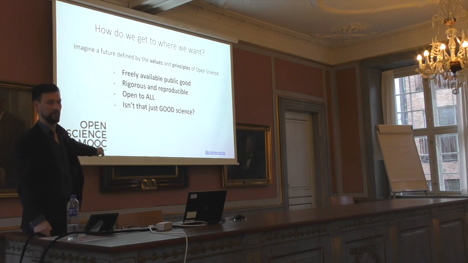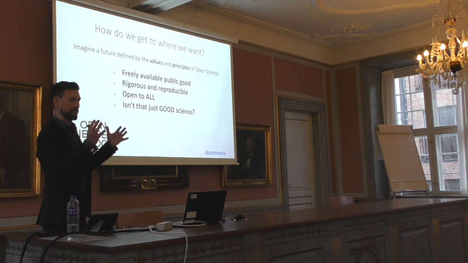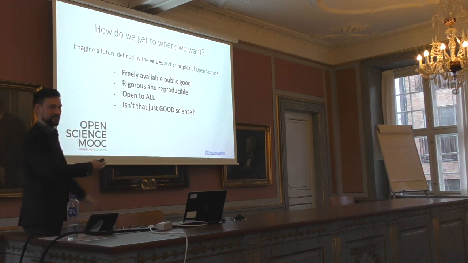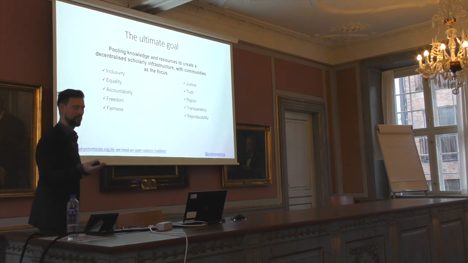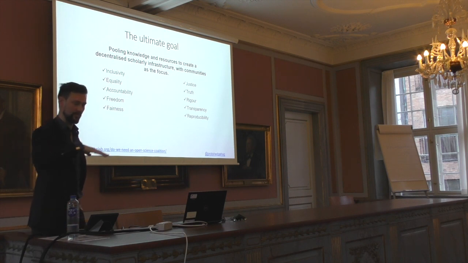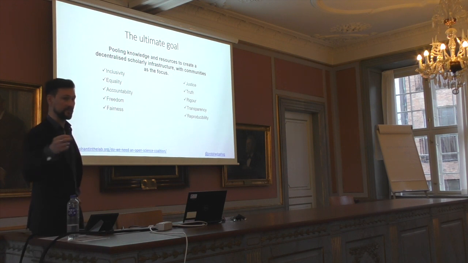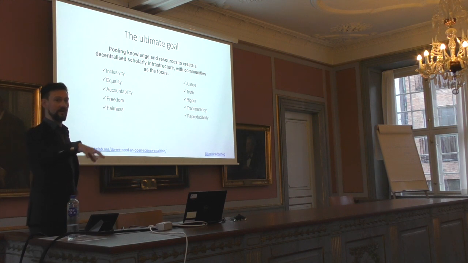So in 5 years' time or so, I want to stop using the term open science, and we can start calling it rigorous science, and the rest, essentially, crap: things that do not adhere to basic scientific standards. But the ultimate goal is similar to what I mentioned with the global open access alliance. We need to make sure that we're all working together to pool all of our knowledge and all of our resources, which are currently within the system, to make sure that we're creating a decentralized scholarly infrastructure with communities as the focus, and it has to be non-profit and led by communities.